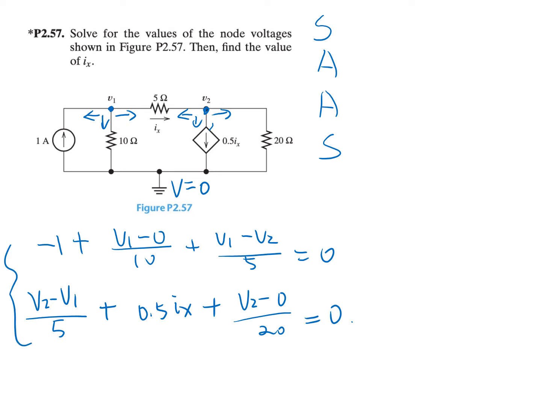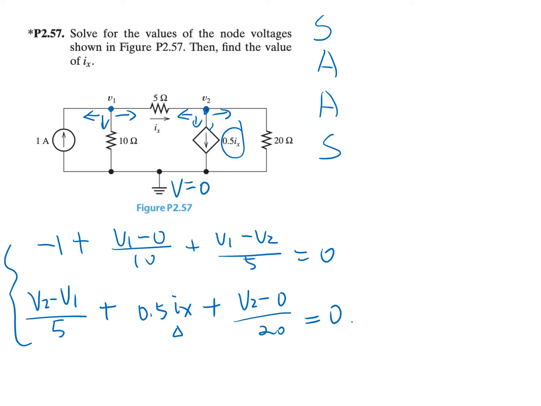But in this case, we can see that we have an Ix. Ix is the current used by the current dependent voltage source here. So that actually gives us another unknown. Our main goal is to solve for V1 and V2. So we need to find a way to eliminate this impurity in our equations.